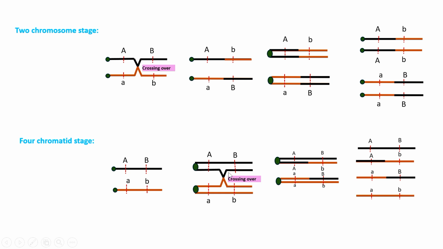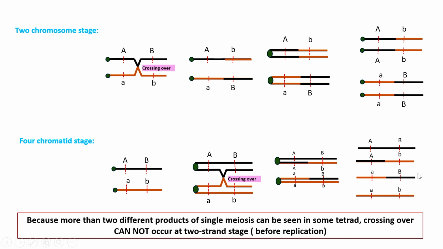One chromosome now has 2 sister chromatids, and then you will have one sister chromatid which is of the parental type in both the chromosomes, and one of them is the recombinant type. So, in this kind of condition you will have the parental type as well as the recombinant type. Because more than 2 different products of a single meiosis can be seen in some tetrad, I will discuss tetrad in another class just for the sake of simplicity, but just understand this concept, how exactly we are seeing recombinants, if it is happening at the 2 chromosome stage or the 4 chromatid stage.